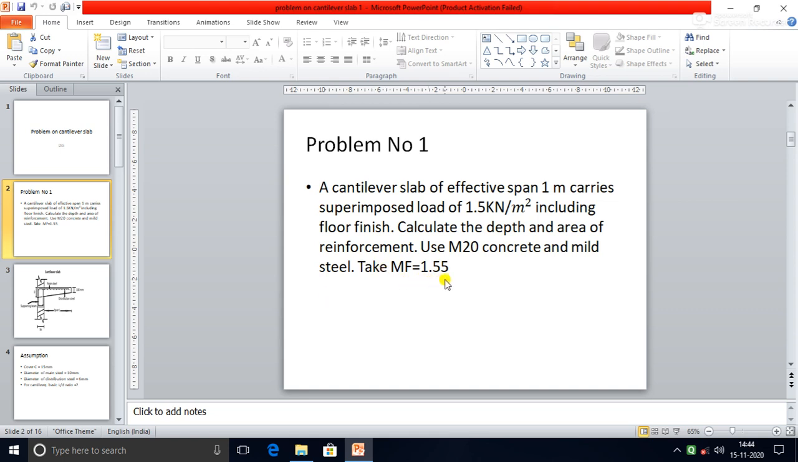Take modification factor as 1.55. Here we are going to use M20 concrete, that is, the mix proportion is M20, that is, fck, the stress in concrete, is taken as 20 Newton per mm square. For mild steel, we have to use FE 250 grade steel bars, that is, fy, the yield stress, is taken as 250 Newton per mm square. The modification factor is directly given as 1.55, and it depends on the percentage of steel.